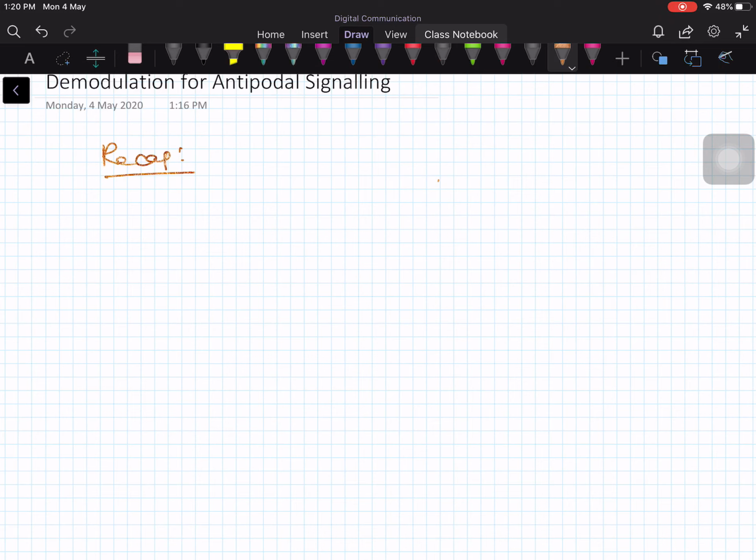So we have discussed what matched filters can do for us, and we are now getting ready to discuss how they can help us in designing demodulators for various kinds of digital modulation schemes that we have considered in the past. And specifically we will be discussing today the demodulation of antipodal signaling.